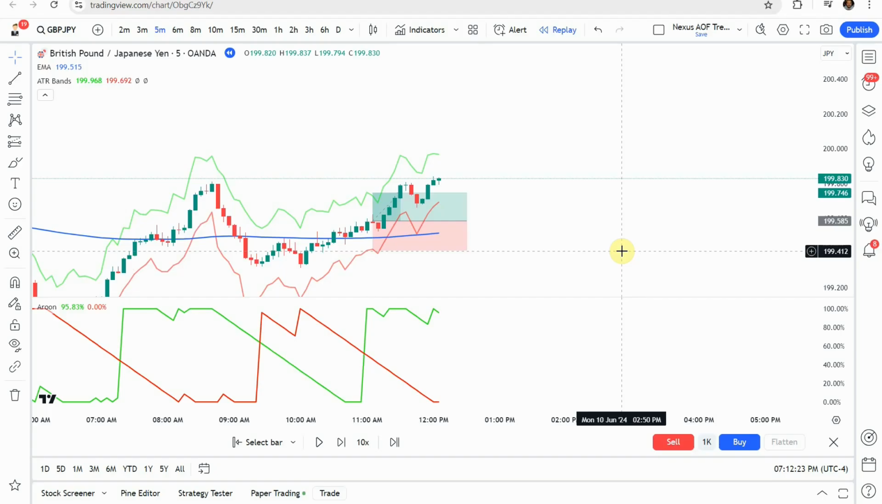So definitely not the best strategy on the 5-minute time frame. Possibly on a higher time frame, we might revisit this one and see what we can do on that one. Not really sure at the moment.